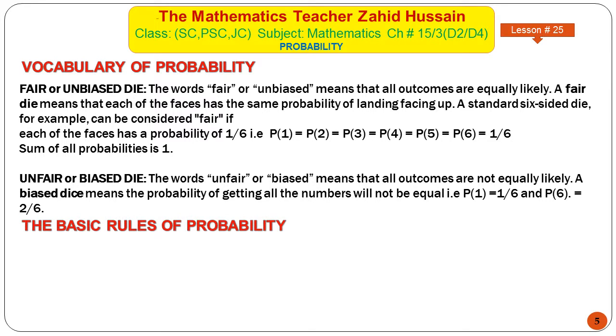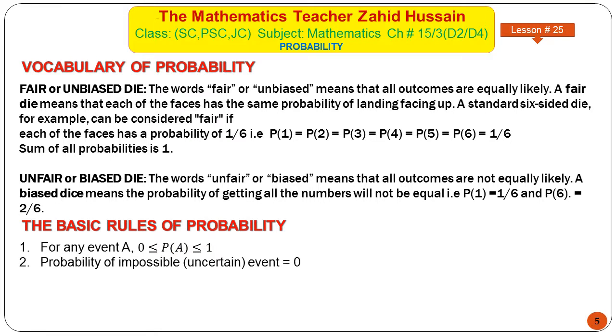The basic rules of probability. There are different rules of probability which you have to remember. First one is that for any event A, probability of that event lies between 0 and 1. The probability is always greater than 0, meaning positive, and it is always less than 1. Probability of an impossible event is 0. Probability of a certain event is equal to 1.